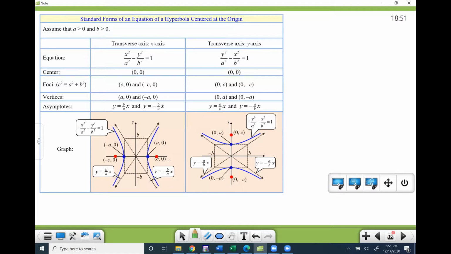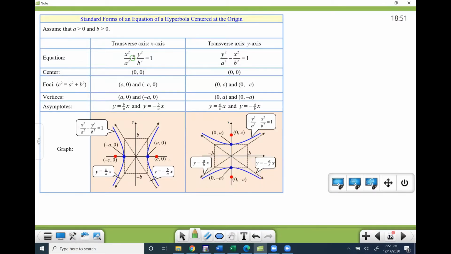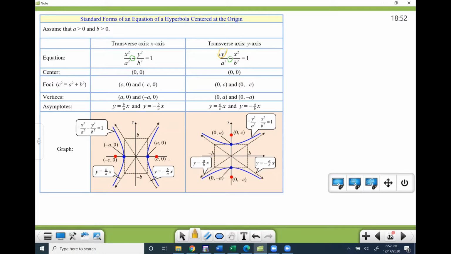Now, looking at these formulas, let's just highlight the differences. This is different. That wasn't the case with an ellipse, right? It was a plus. So that's new. What else is new is that Y can be in the front sometimes. That's new.